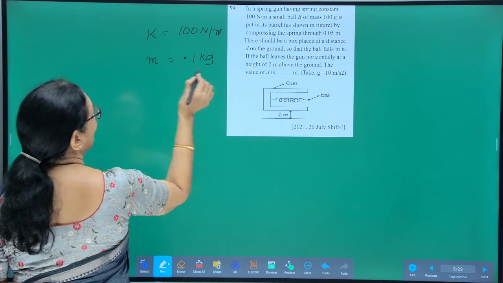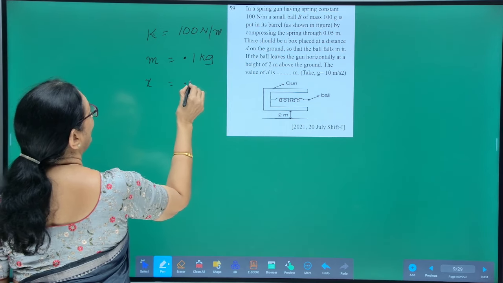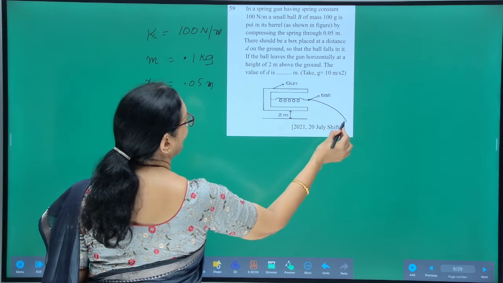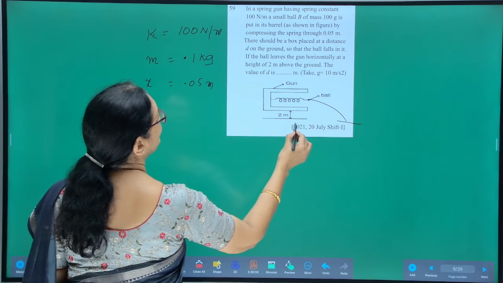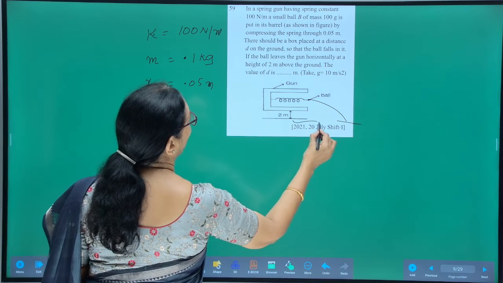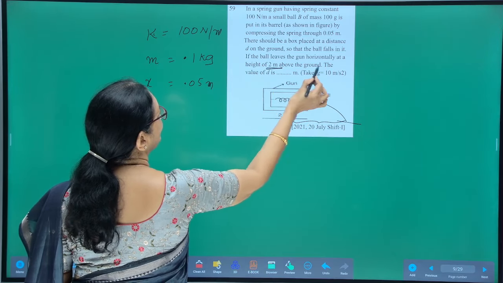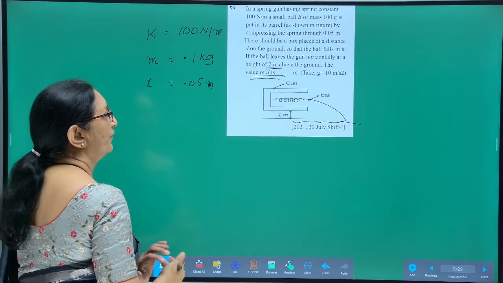The spring is compressed through a distance of 0.05 meters. It reaches the ground at some point. What is the distance at which it strikes the ground? See here, it is at a height of 2 meters above the ground. Find the value of d.